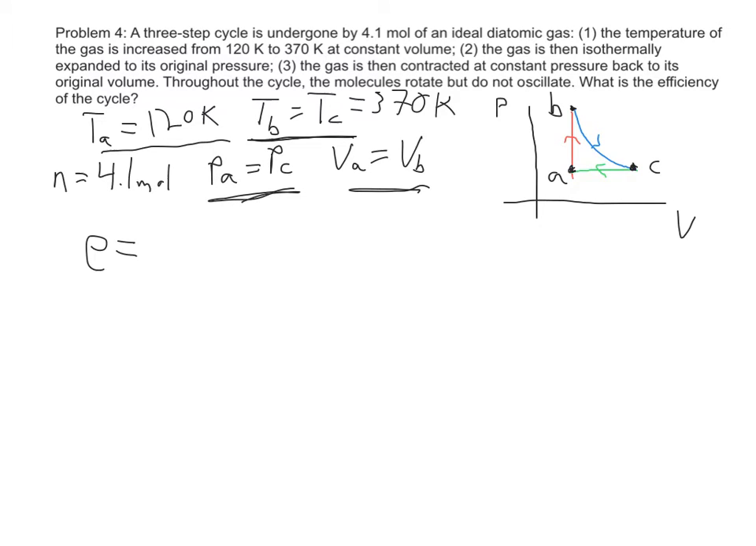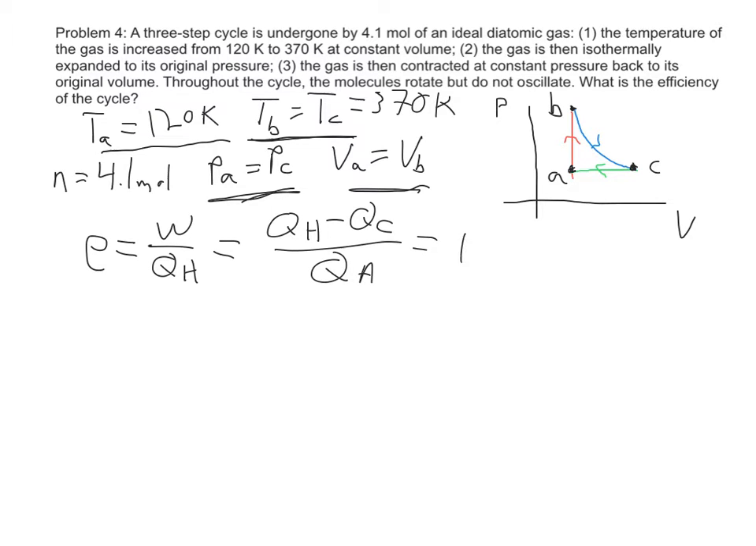So we know efficiency can be written a few different ways. It's equal to the work over QH, or substituting in for the work, the work is QH minus QC, over QH. So you can also write efficiency as 1 minus the magnitude of QC over the magnitude of QH.